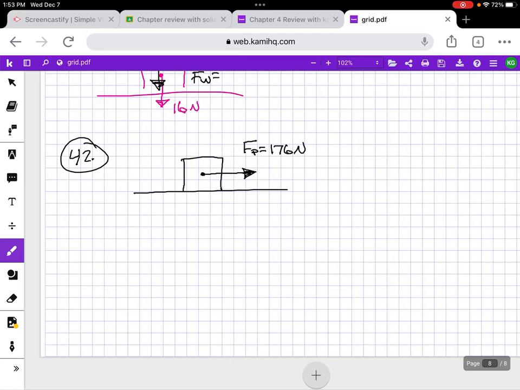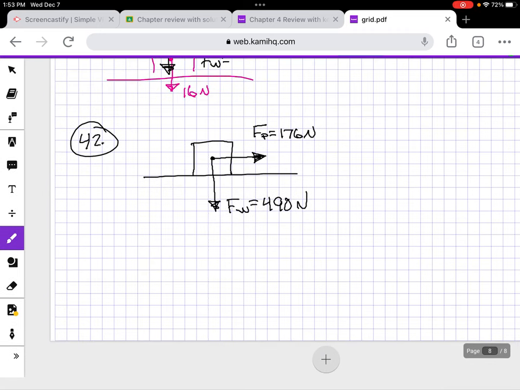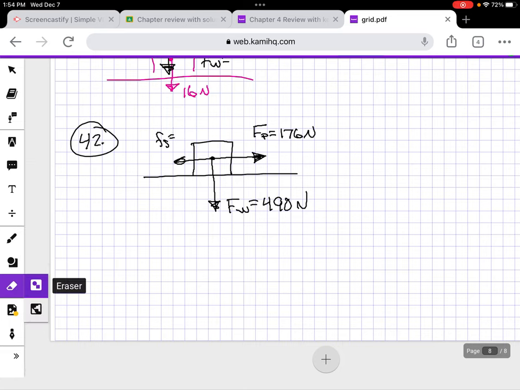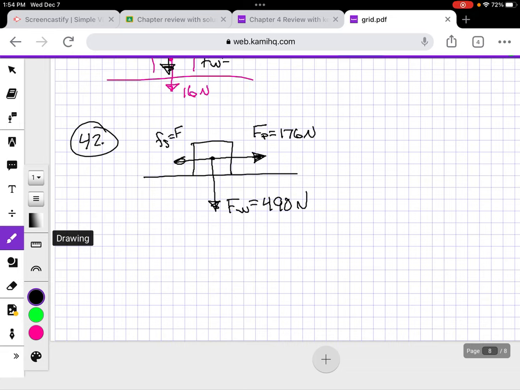What is the coefficient of static friction between the stage floor and the 490 newton scenery? Oh, that's big. The force weight equals 490 newtons, something you should have been able to figure out when they say it is 490 newtons. What we want to figure out is that there's some sort of static friction. Remember, it's equal to force normal times mu.